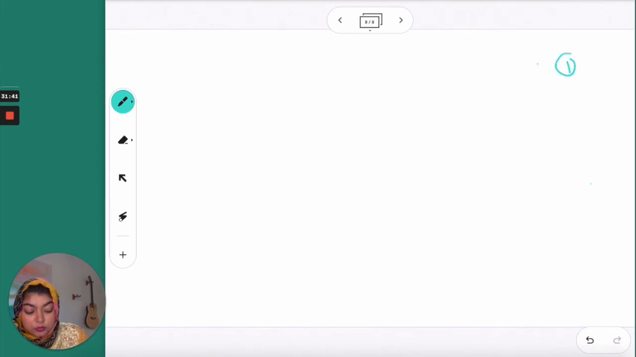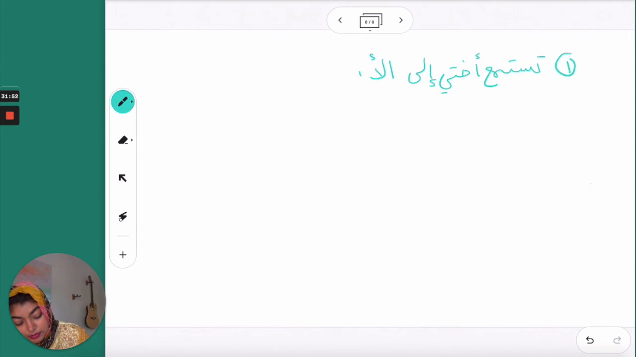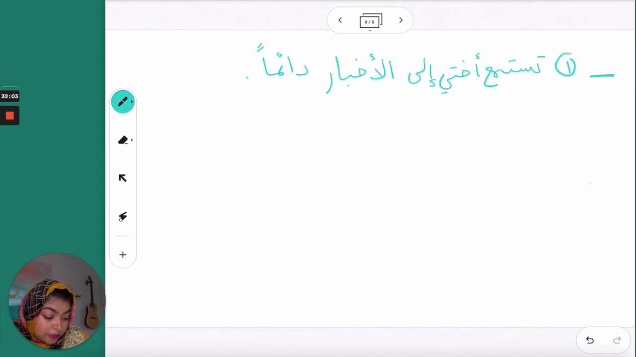So if I look at the first one, it says تستمع أختي إلى الأخبار دائما. What I want you to first do is on the right side, you're either going to write ألف if it's اسمية or you're going to write فا if it's فعلية. That's the first thing I want you to do. So we look at the first word here, تستمع, listens. Is that a noun or an action? Good, so that's a verb. So this one is فعلية.